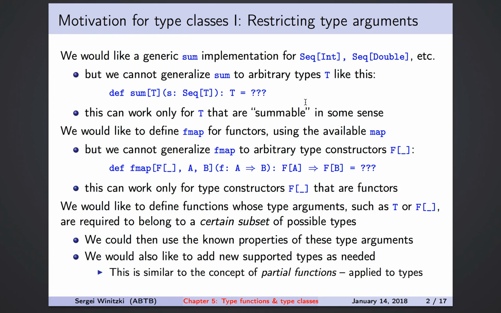Another very similar situation happens if we wanted, for instance, to define the fmap function for functors that already define the map function. As we know, fmap is equivalent to map, so for each functor somebody defined already the map function, we would like to define fmap for all of them at once by the same generic code. But we cannot generalize fmap to arbitrary type constructors f.